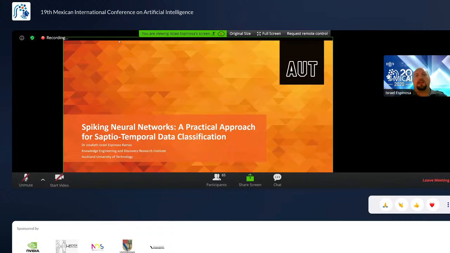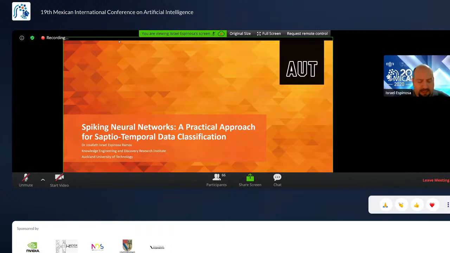But in the last decade, we have been producing a lot of data from sensor networks. For example, EEG data, or data from a seismic network. So we have a lot of temporal and spatial and temporal data, and there are just a few techniques that we can use, using artificial intelligence, for solving this kind of problems.